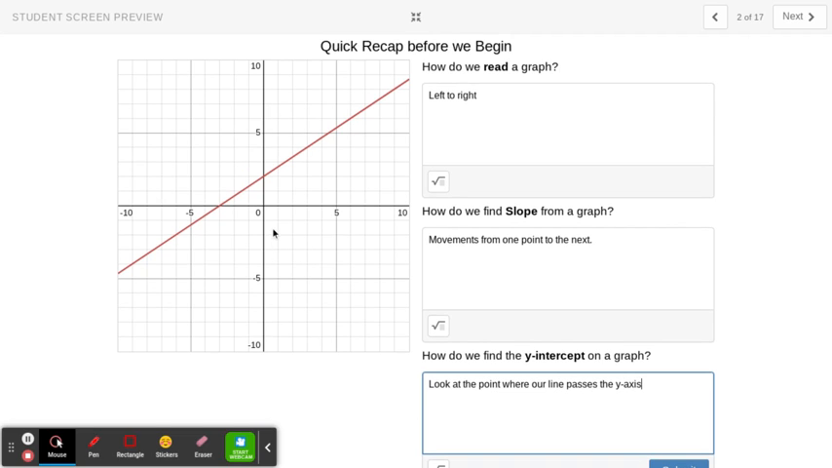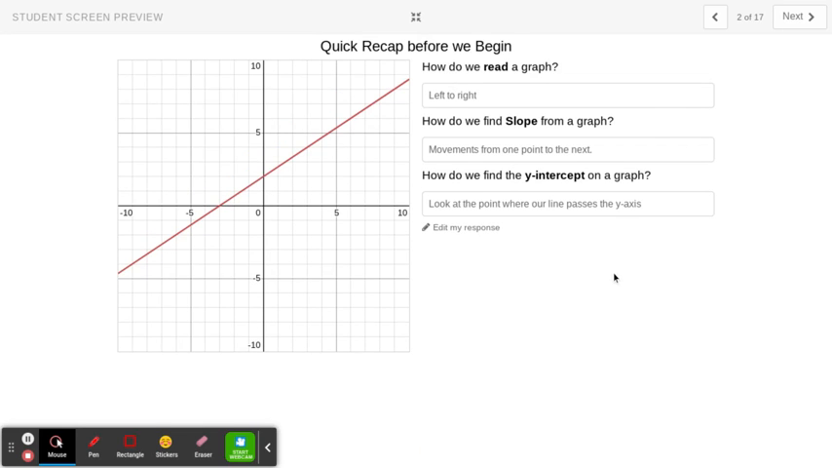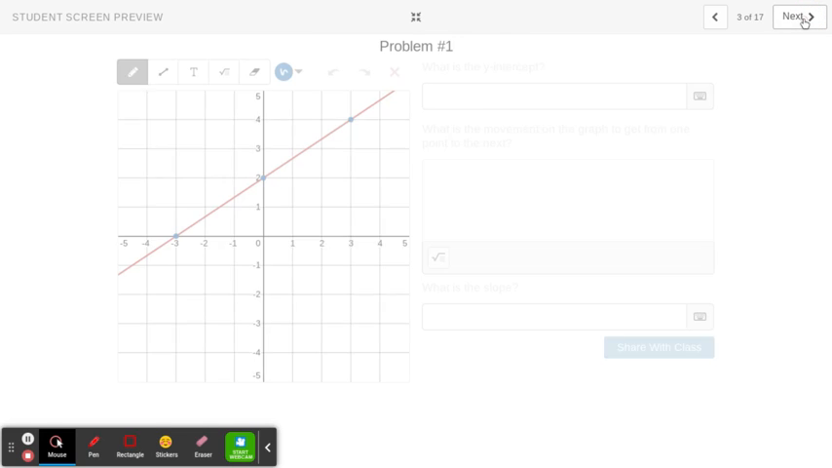Okay, that's it. Make sure you hit submit when you are done. Okay, and you'll be able to see everybody else's responses too.